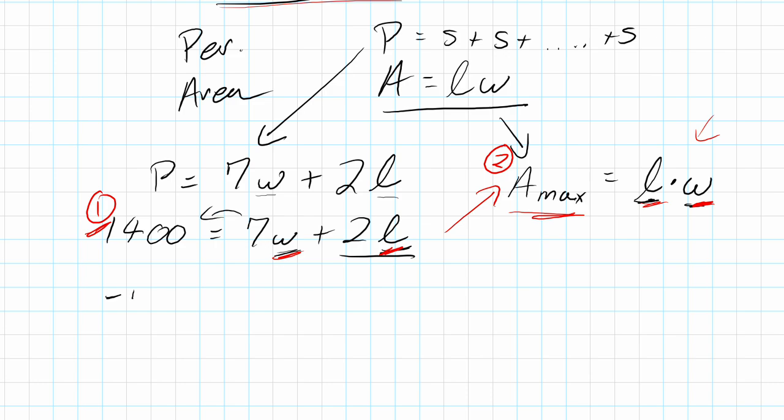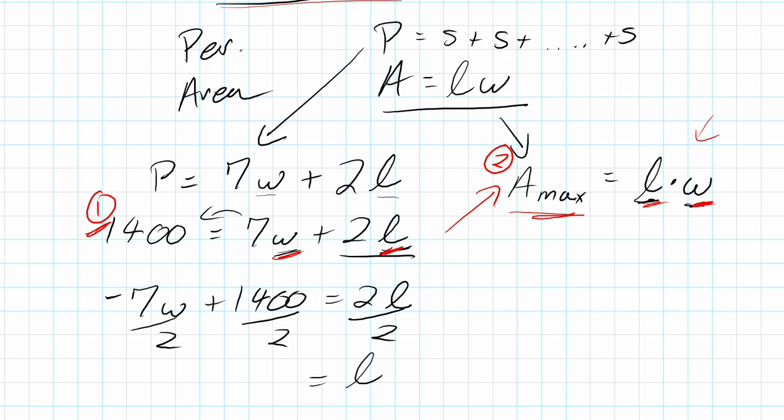So I'm going to get negative 7W plus 1,400 is equal to 2L. And again, I have to isolate that single variable, so I divide all my terms by 2 here. So L is equal to this 1,400 divided by 2, which is actually 700. This ends up being a not so lovely fraction here, negative 7 over 2W. Okay.